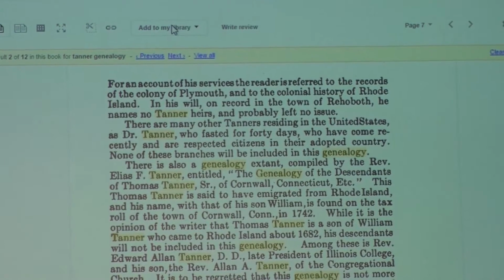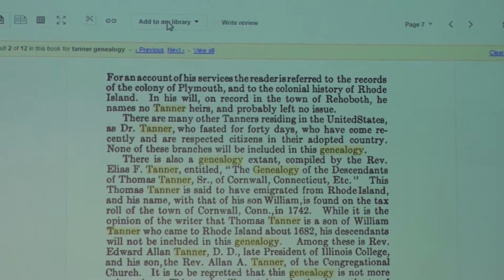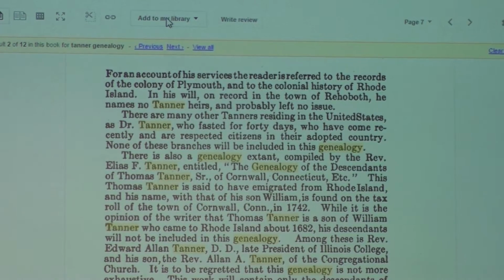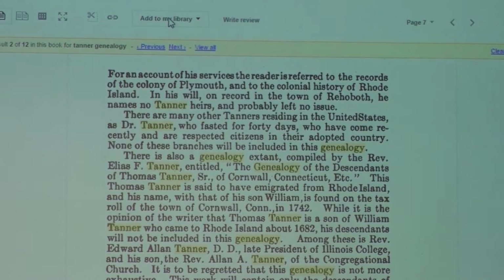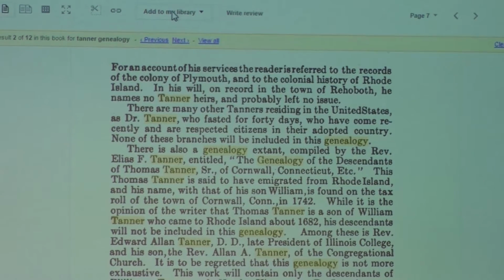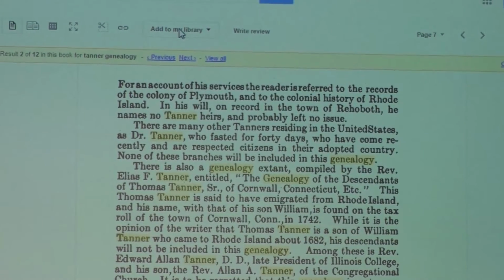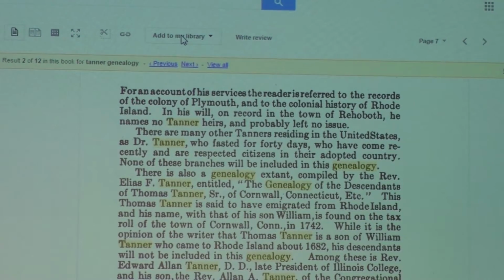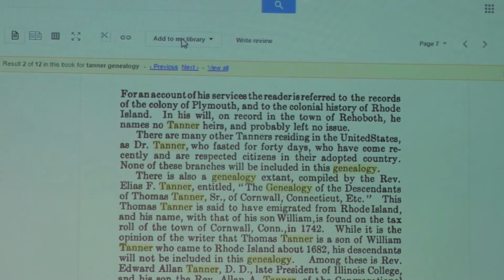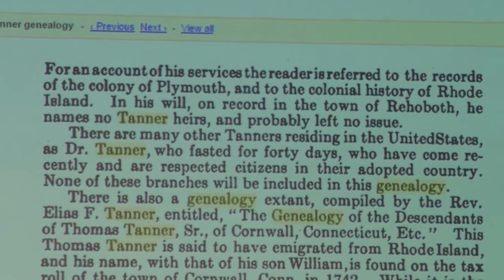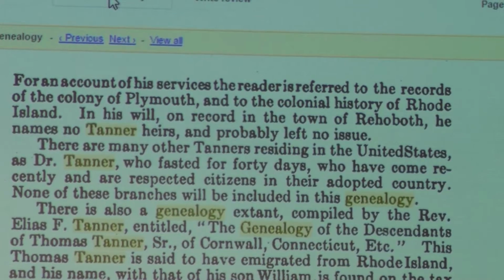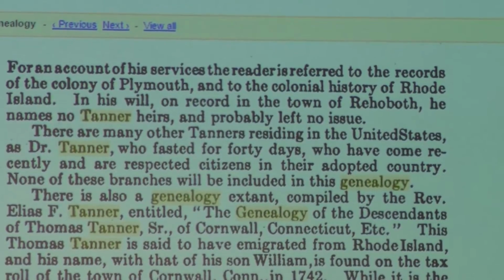You can also add this to your library, meaning you can create your own library on Google. You could go back and search through this. You could download a copy of this whole book, and when you put it in your library, it becomes accessible on your phone or on your iPads or tablets or wherever you want to get to it. So basically you can create a reference copy that you can use to look things up. So now you've got one book.